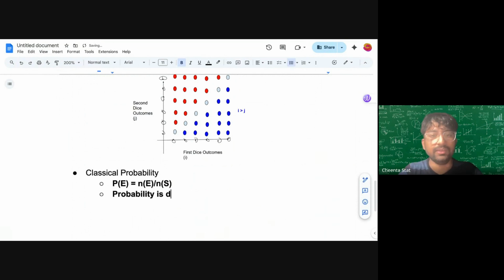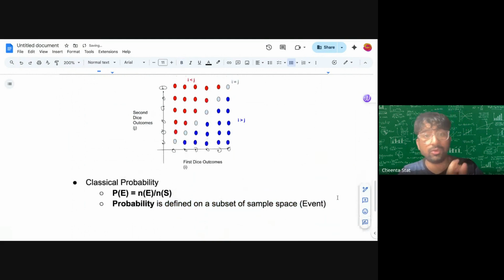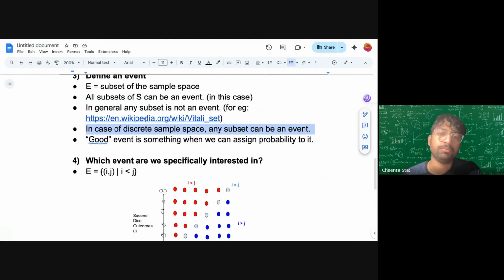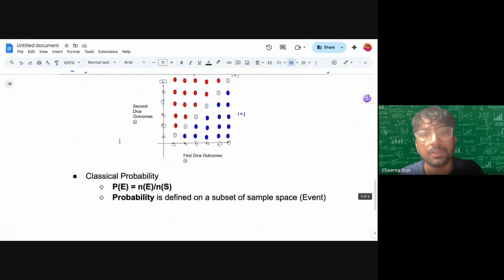So what we do naturally is, the whole idea is that probability is defined on a set, on a subset of the sample space, or event. Probability is defined on the subset, and it can actually be done for all possible subsets. But as I said, not all subsets can be given a probability, because the Vitali set is one example when it cannot be given. So there are some good events, good subsets. That's why we make a good subset.